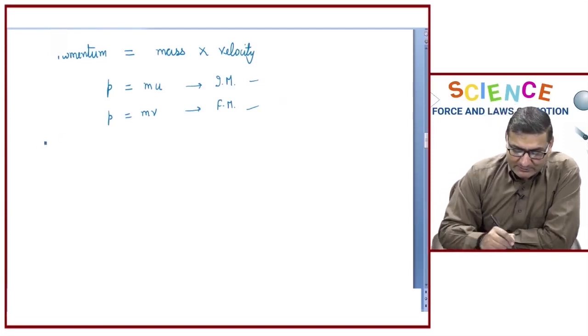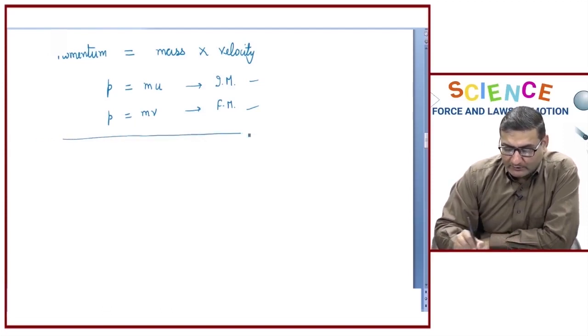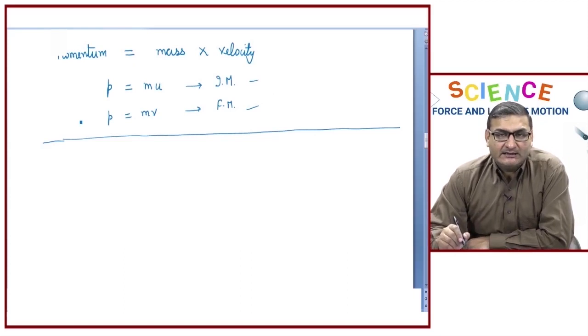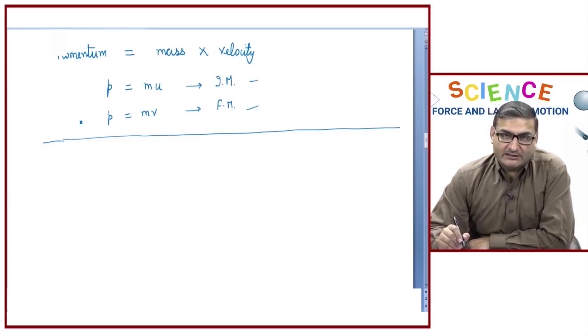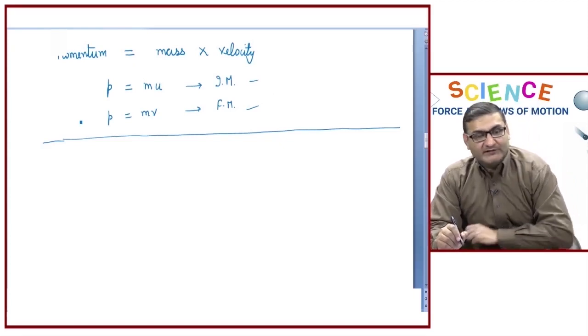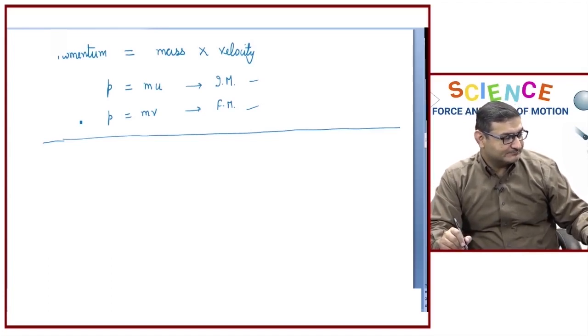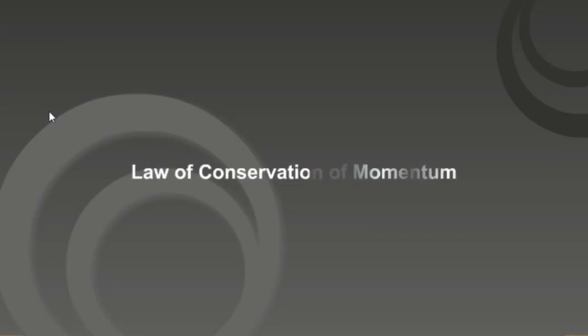Now, we will assume that there are two bodies which are having some momentum and they collide with each other. What exactly will happen to their momentum? We will see through a video demonstration. This is the law of conservation of momentum that we will study. Let us see what exactly the law of conservation of momentum states.